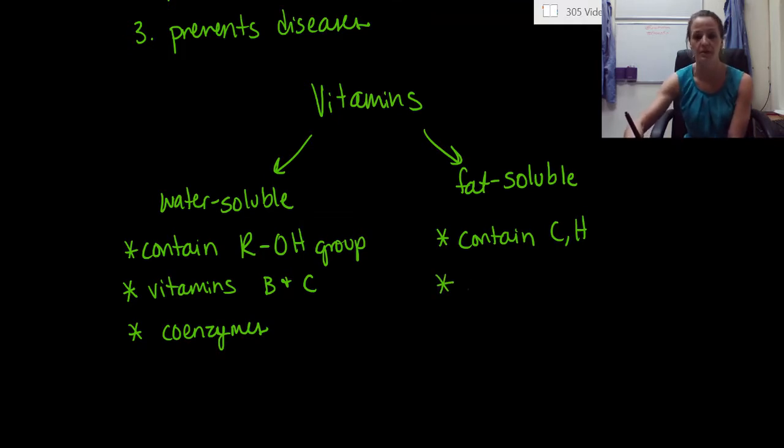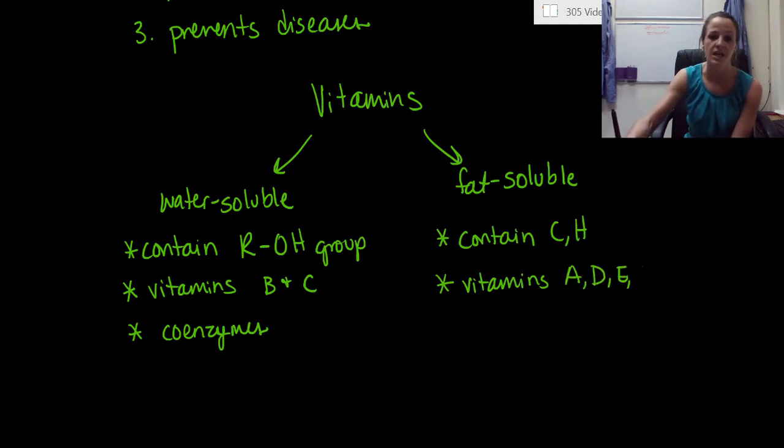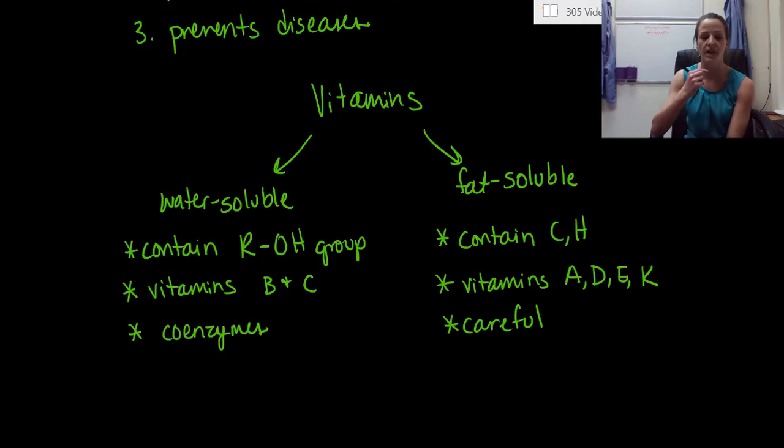So now for our fat-soluble vitamins, we would say there are 4 main ones, okay? We have A, D, E, and K. Now, these 4 vitamins I would tell you to be extraordinarily careful with, okay? If you are someone who's constantly ingesting vitamins, you need to be unbelievably careful whenever you're intaking fat-soluble vitamins, okay?